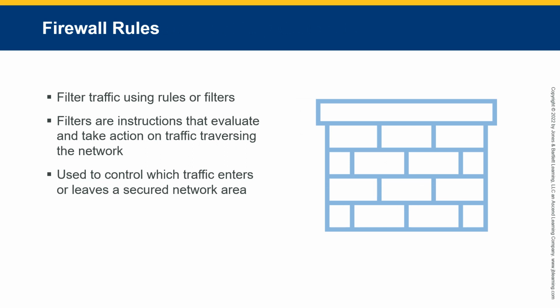So, what are firewall rules? Well, firewall rules are what are used to control the flow of traffic. So here it says traffic rules filter traffic using rules or filters. The filters are basically instructions that evaluate and act on traffic traversing the network. What does this mean? Well, this means that you have certain attributes, which could be your source and destination, and ports being used or protocols being used.